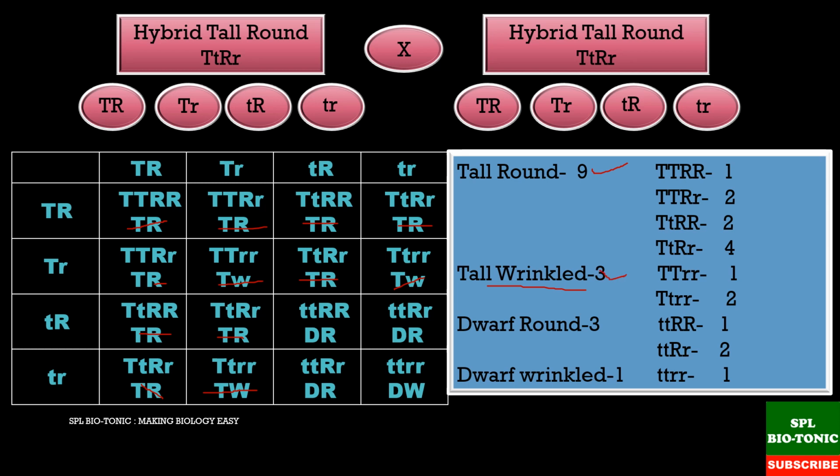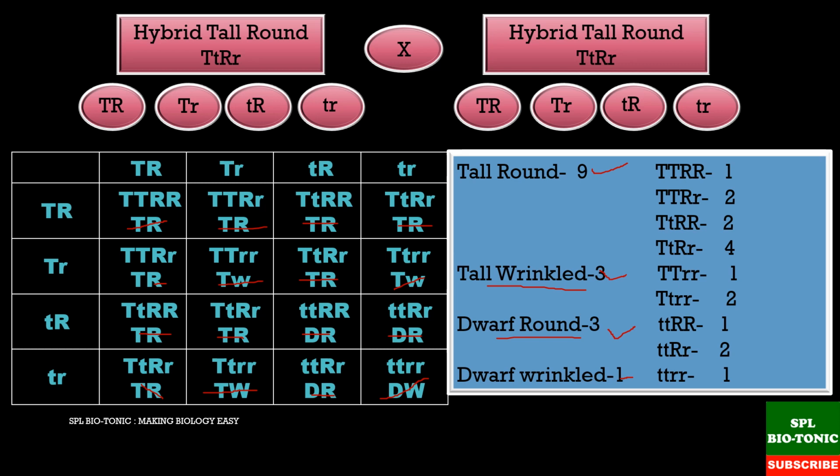The third type of phenotype is dwarf round. There are 3 dwarf round plants, 1, 2, and this is the third one. So in total we have 3 dwarf round plants, and the dwarf wrinkled is 1. The last one is dwarf wrinkled, so that is 1. Now students, here we get a ratio of 9:3:3:1 as the phenotypic ratio.